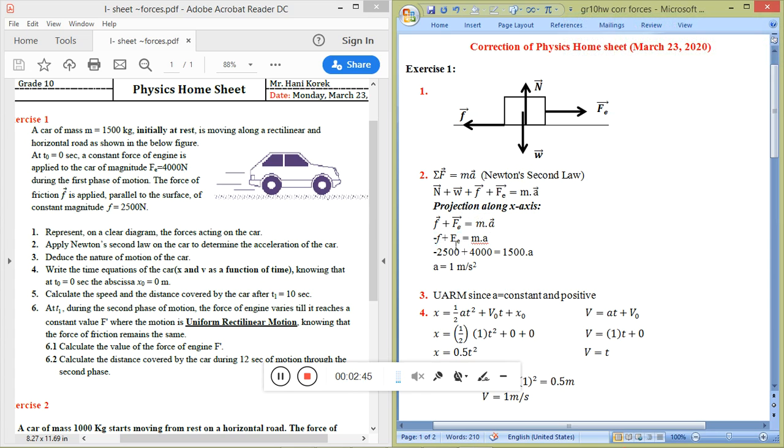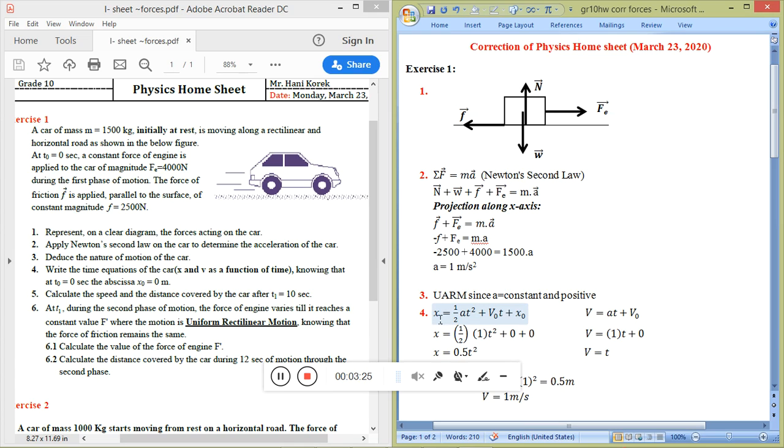Substituting the magnitude of the friction and the magnitude of the engine force, we get the acceleration as 1 meter per second squared. Deduce the nature of motion. It's of course URM, since the acceleration is positive and constant. Acceleration is moving with the velocity, so v and a have the same direction and the same sign, and it's constant. Part 4, write the time equations of the car, x of t and v of t, knowing that at time 0, x0 equals 0.